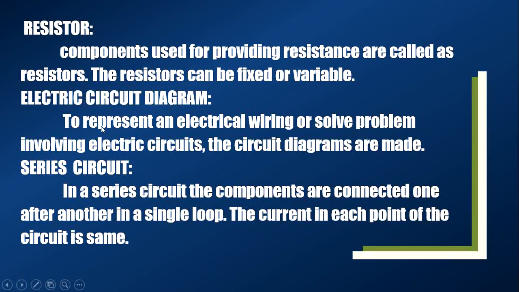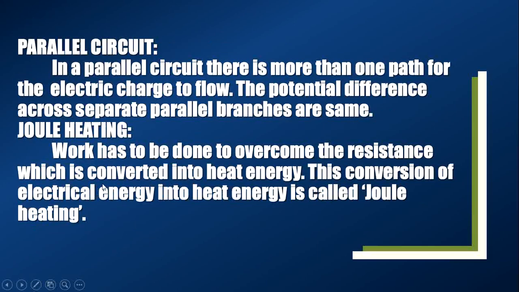Electric circuit diagram. To represent an electrical wiring or solve problems involving electric circuits, the circuit diagrams are made. Series circuit. In a series circuit, the components are connected one after another in a single loop. The current in each point of the circuit is the same. Parallel circuit. In a parallel circuit, there is more than one path for the electric charge to flow. The potential difference across separate parallel branches is the same.